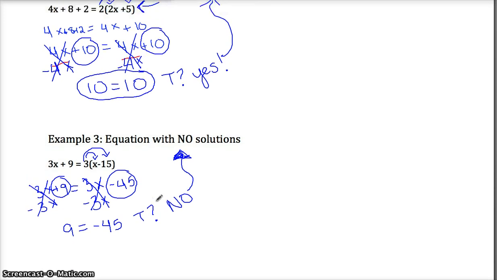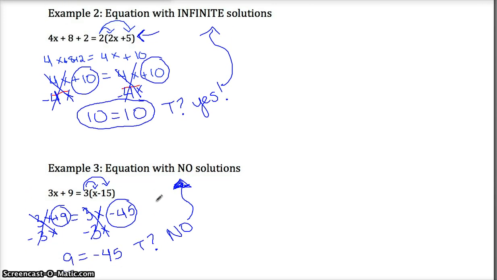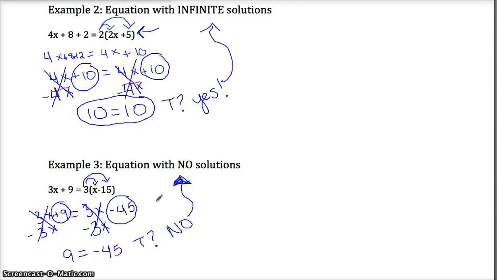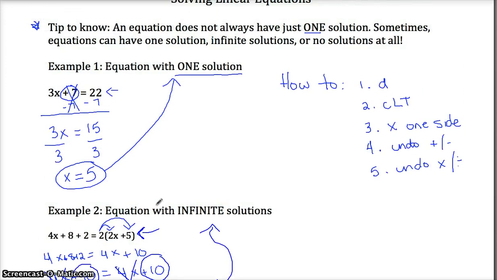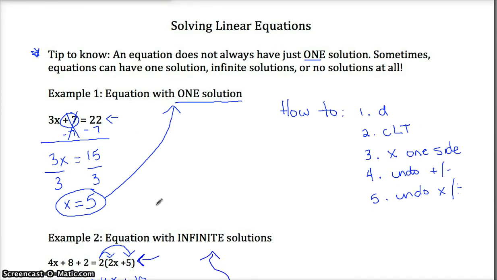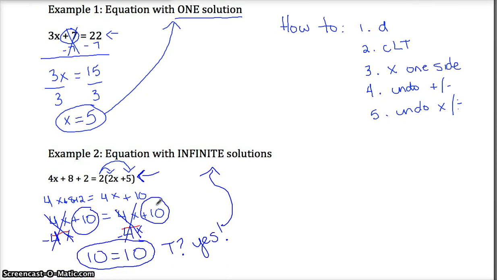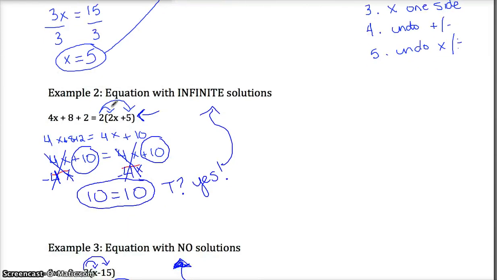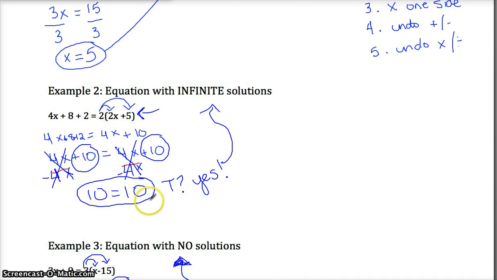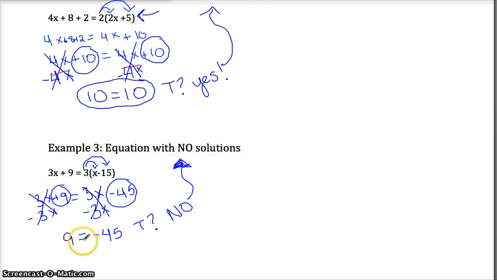Okay, so I want you to have these 3 examples written down in your journal. If you need to rewrite the steps, you can do so. But the key here is to know that you might solve an equation and you might not get just one solution. If you do, that's fine. Don't worry about it. Just write the answer. But if you get something like this, a number equals the same number, or a number equals a different number, don't panic. It just means that the equation might have infinite solutions or no solutions.